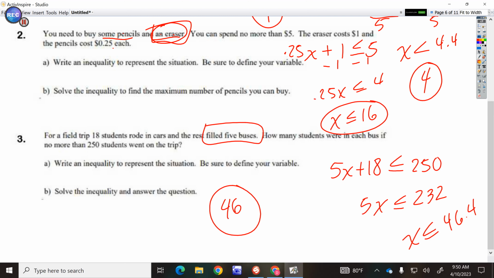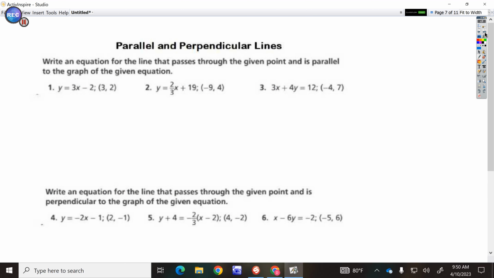So far, so good? Pretty simple? All right, next page. Once you put the answer, next page. We're almost at the end here. Two sections left: parallel perpendicular, which is this page, and line of best fit, which is something we skipped.